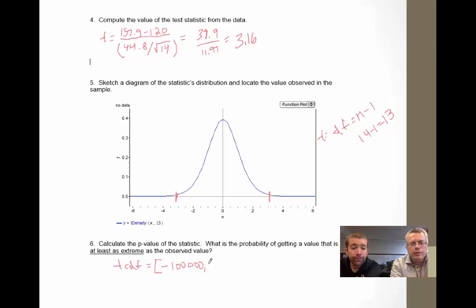The upper limit is going to be negative 3.16 because I'm doing the left tail. And then it asks degrees of freedom, which is 13, n minus 1. It doesn't need the mean or standard deviation, just the degrees of freedom. And I get that that one tail is 0.0037. So when we times it by 2, we get 0.007.